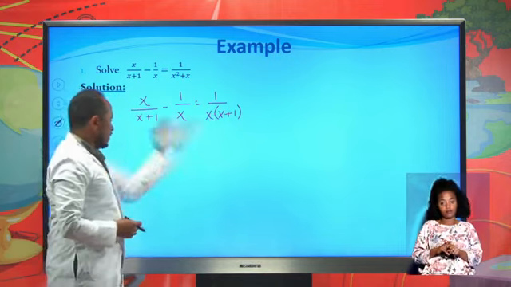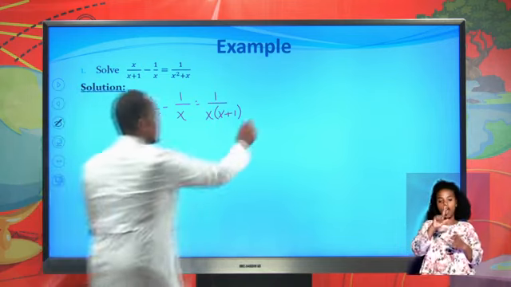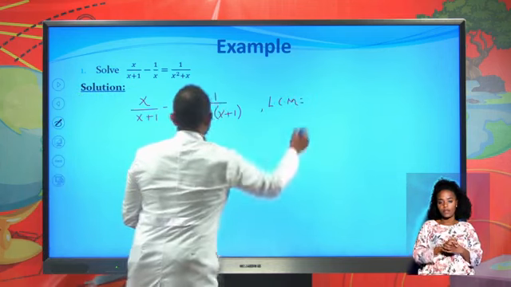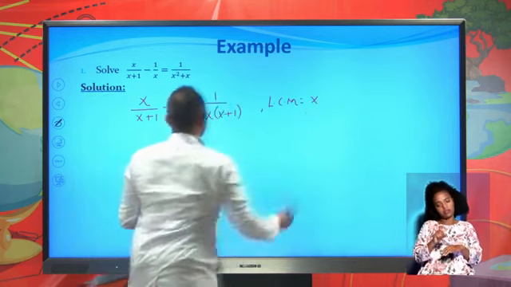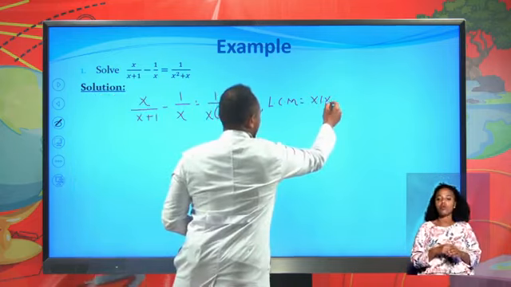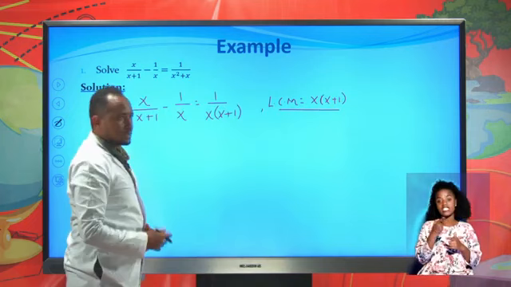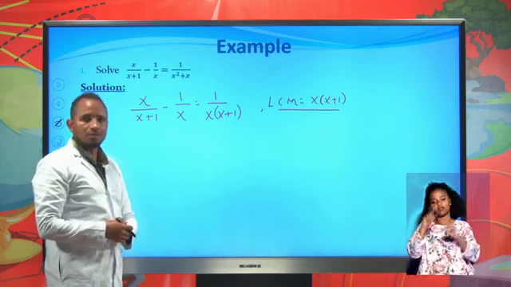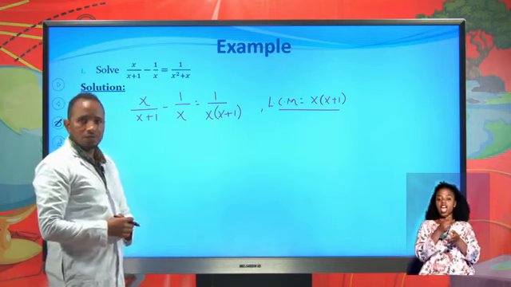After this, find the LCM of the denominators. The LCM will be x common, you can take one of the two; x times x plus 1 also has x plus 1 as a common factor. Therefore, the LCM of x plus 1, x, and x times x plus 1 is x into x plus 1. After this, you multiply this expression by x into x plus 1.